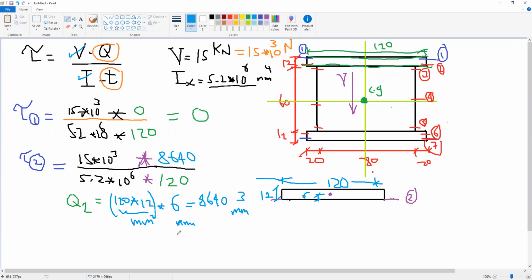Okay, so from this formula we can find that the stress at section 2 is 0.207 Newton per millimeter squared. So this is the stress here.